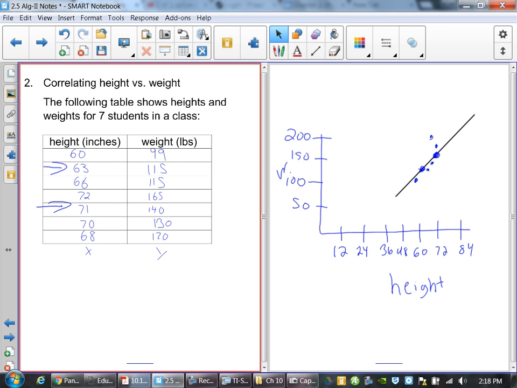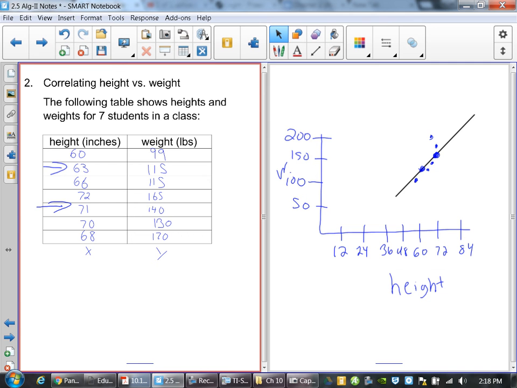Now, when we do that, remember, our ordered pairs are going to be 63, 115, and 71, 140. And I'm going to do the change in y over change in x. So 140 minus 115 over 71 minus 63. 8, sorry, not as good as that kid. And then 25. So I have a slope of 25 over 8. Now when I go to write the equation, does it matter which of the two ordered pairs I choose to write it out? No.